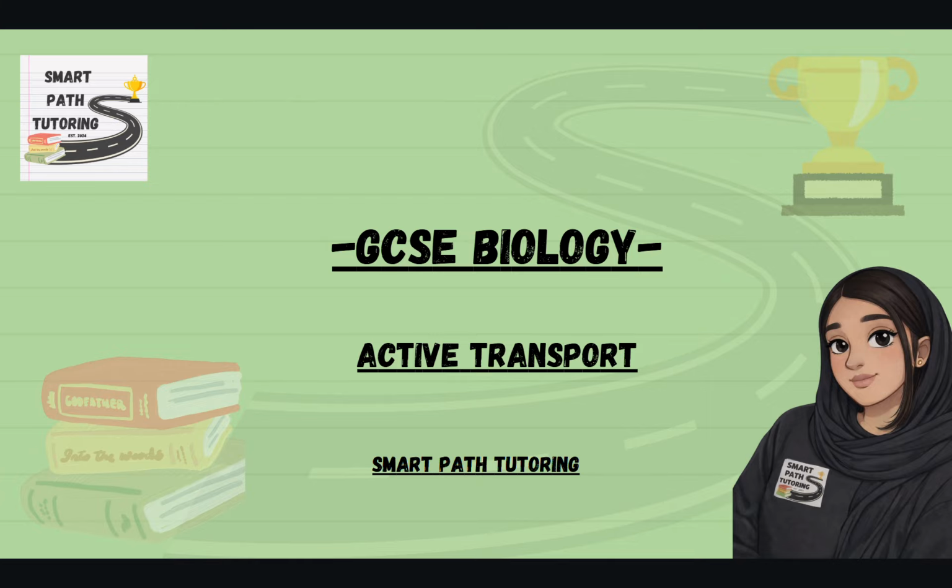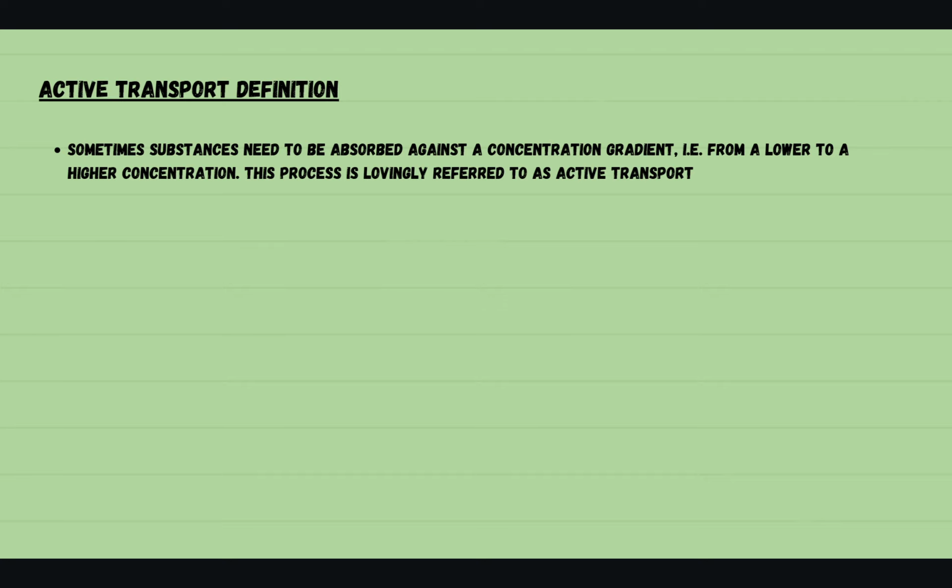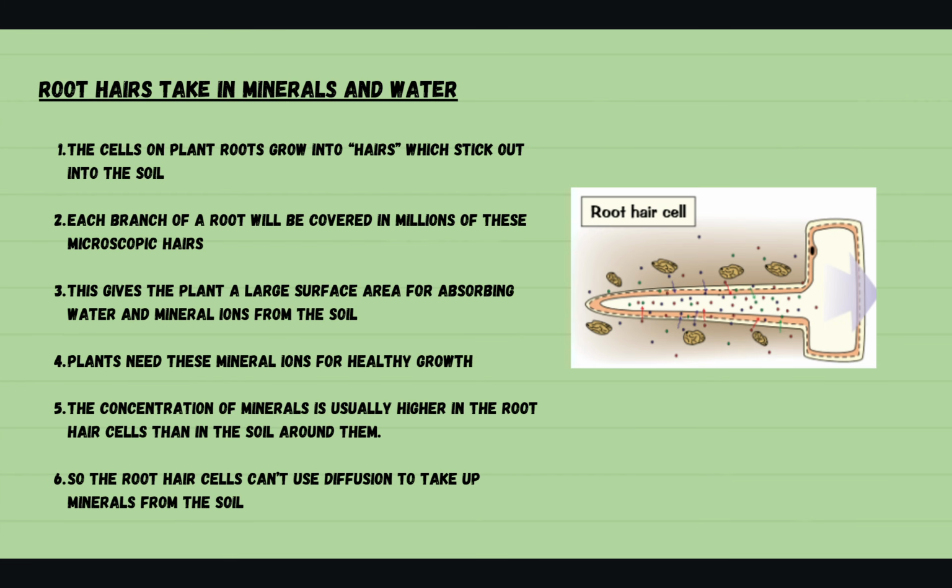Hey guys, in this video, we're looking at GCSE Biology, focusing on active transport. So sometimes substances need to be absorbed against a concentration gradient, for example, from a lower to a higher concentration. This process is lovingly referred to as active transport.